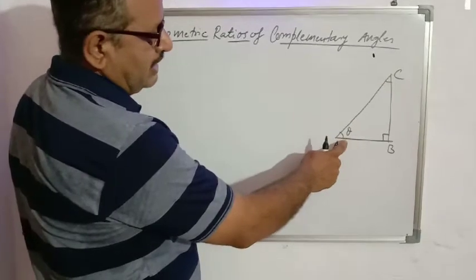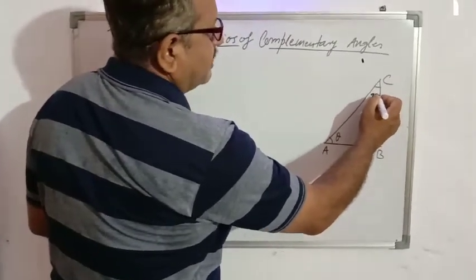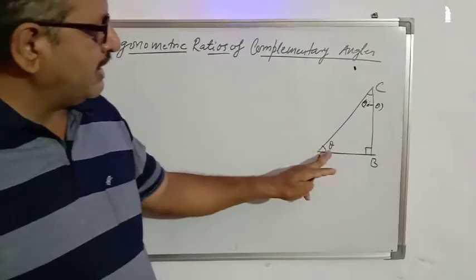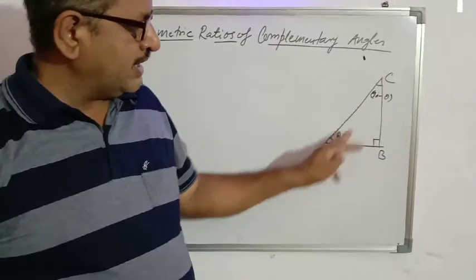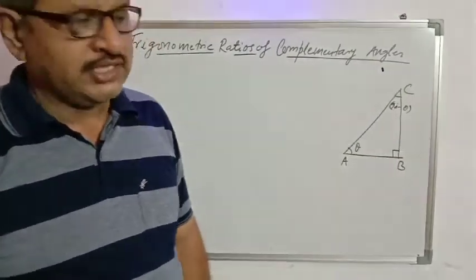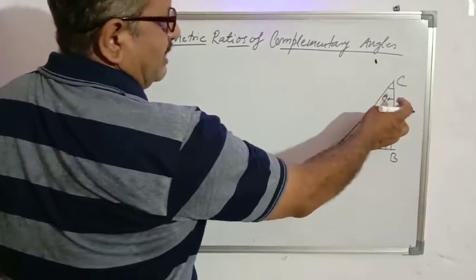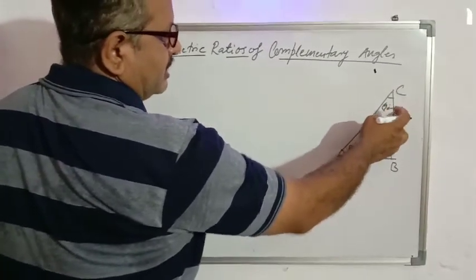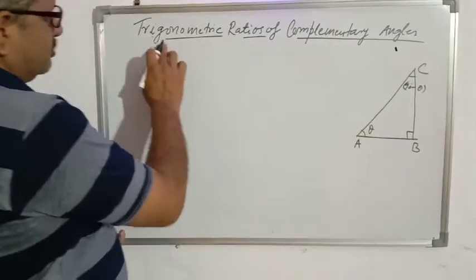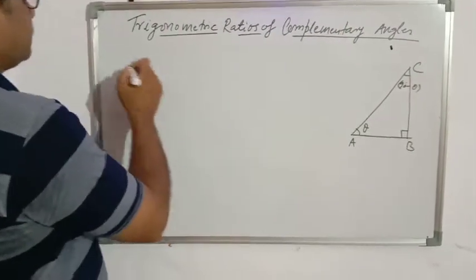If we take angle A as theta, what will be angle C? It will be 90 degrees minus theta. If angle A is theta and A and C are complementary, angle C is 90 minus theta. Now we have to know what sine of 90 minus theta and cos of 90 minus theta are, because 90 minus theta is the complement of theta. So we have to study trigonometric ratios of complementary angles.